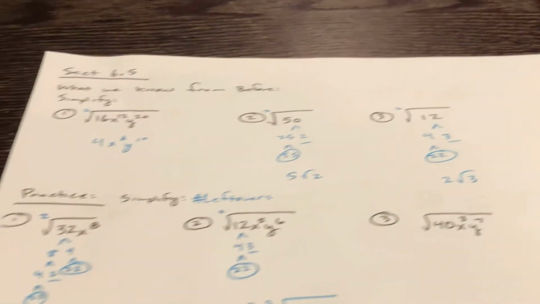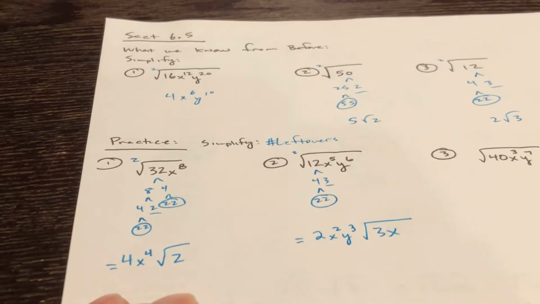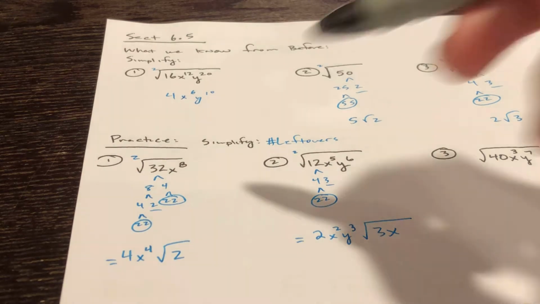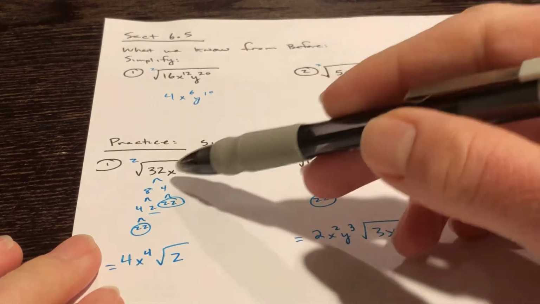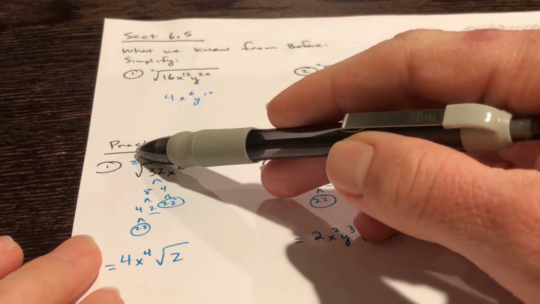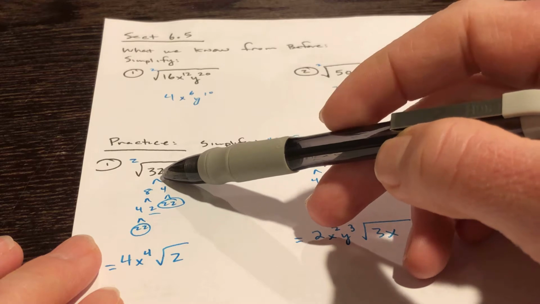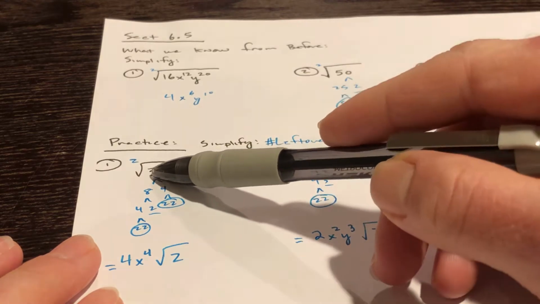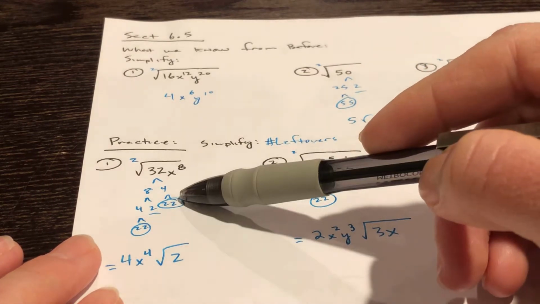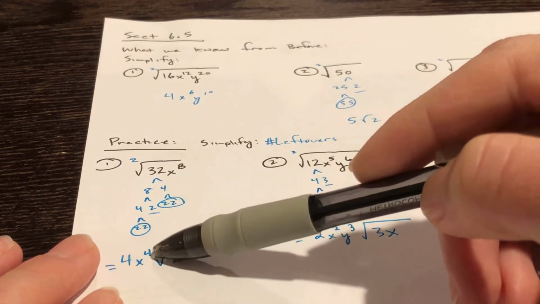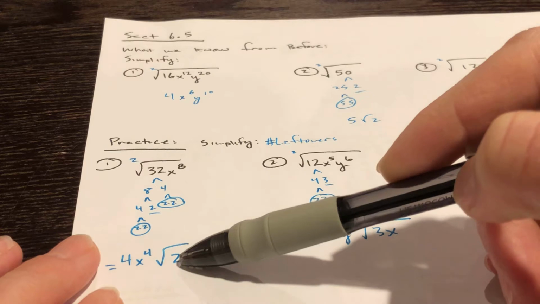All right, what is different about 6-5 is that we're going to have leftovers. We're not going to have this clear jailbreak. So if I take the square root of 32x to the 8th, first off, I put that little 2 on the outside. Let's work with this number first. The square root of 32 is 2 to the 5th, so I have 2 pairs of 2. They break out. 2 times 2 gives me 4 on the outside, but a 2 would remain on the inside.